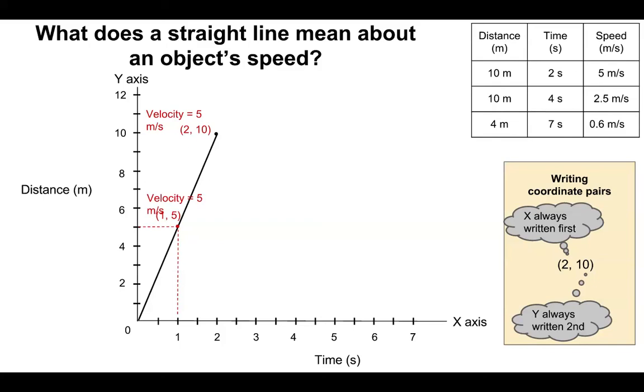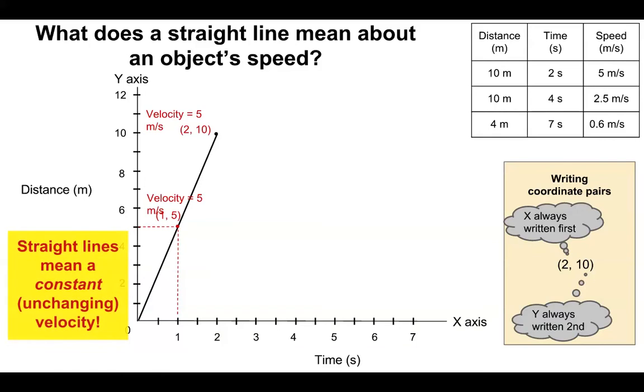So what is that trying to tell us? Well, if you notice, 5 meters per second on this point, 5 meters per second on that point. Straight lines mean a constant, unchanging velocity. It doesn't matter where your point is on this line. It's going to be the same. If I picked a dot here, the velocity is 5 meters per second. If I picked a dot down here, 5 meters per second. If I picked a dot up here, the velocity is going to be 5 meters per second. This represents an object that has a constant velocity.